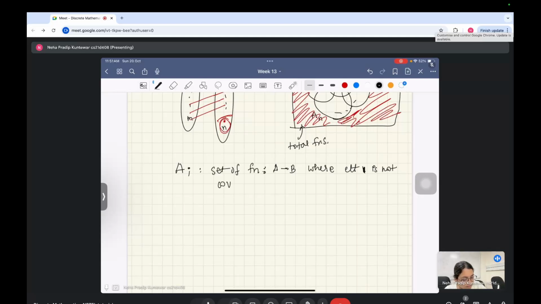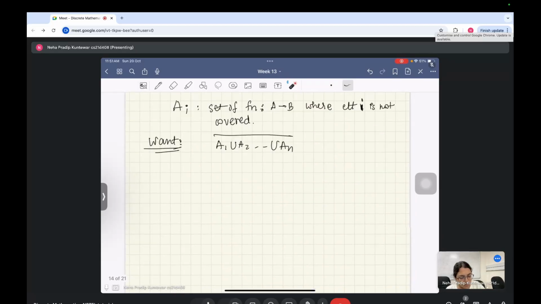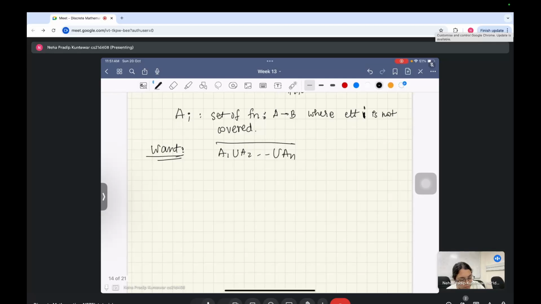So element i is not covered. And what we want is the total number of onto functions, which are exactly the complement of a1 union a2 and so on up to an. This is what we want, because this union, which is inside the spheres, is a bad set, and what I want is what is outside. So I want the complement of this.